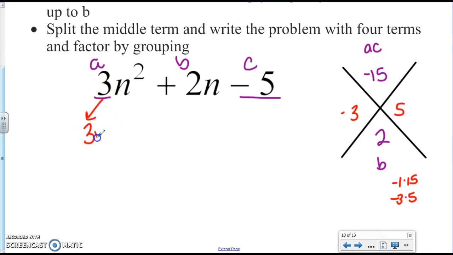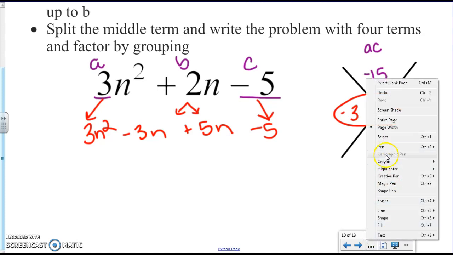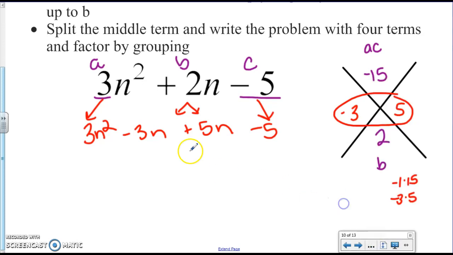So we're going to keep our a the same, and we're going to keep the c the same, and we're going to split the middle term into two parts. For those two parts, we're going to use the numbers that we have on the side of our x. So we're going to do a minus 3n and a plus 5n, and then go ahead and factor by grouping from there. You'll notice all I did was take my middle term and split it up into two numbers that still equal that middle term. So negative 3 plus 5 still gives me 2. But that helps me so that I can make two groups and factor from there.